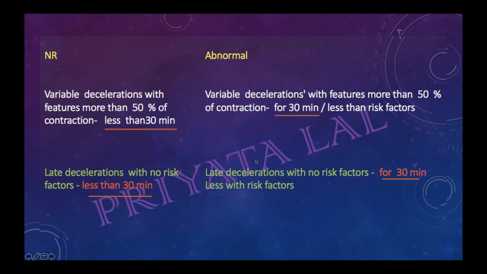Madhu, you wanted to ask this only. Yes, ma'am. I put it here just because confusion occurs when you do the CTG question. If you remember this, then it will be easy to do. Less than 30 NR, more than 30 abnormal.